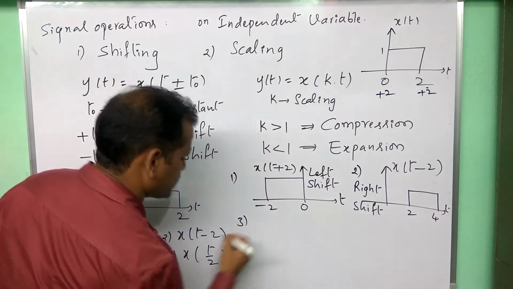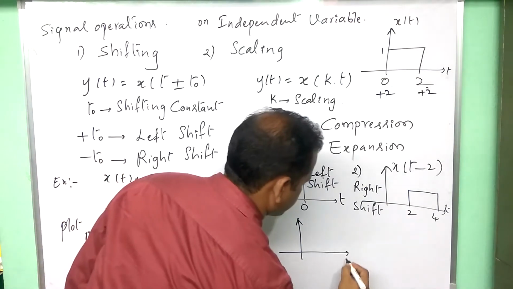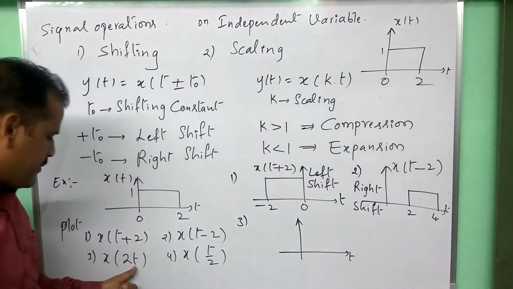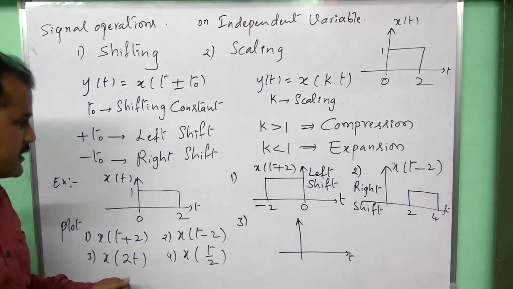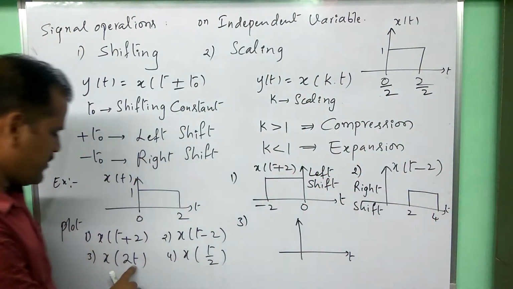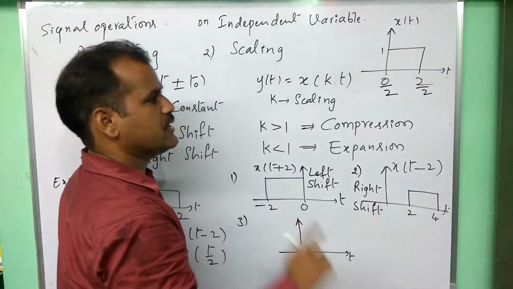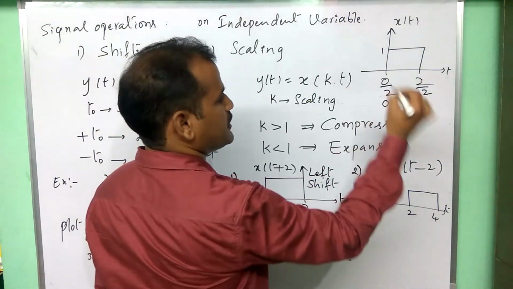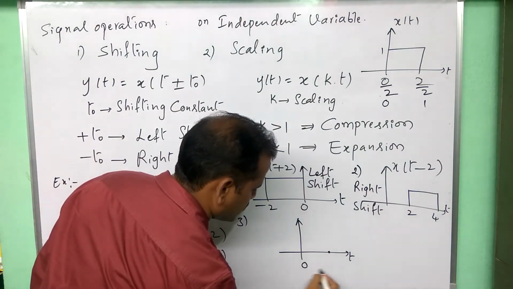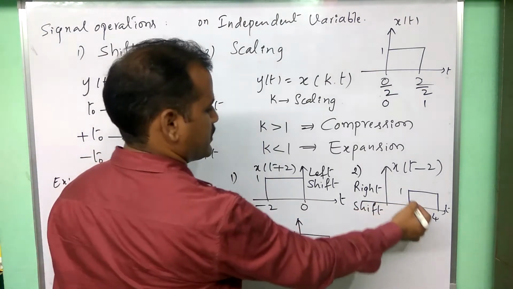Similarly, the third signal is x of 2t. Here t is multiplied by 2. To get the result, divide each instant by that same constant. Since t is multiplying with some constant, all instants are divided by that same constant to get the resultant plot. So the starting instant is at 0 and the last instant is at 1. The pulse is from 0 to 1, and all amplitudes are 1.